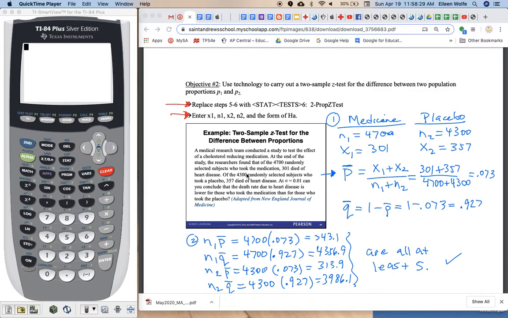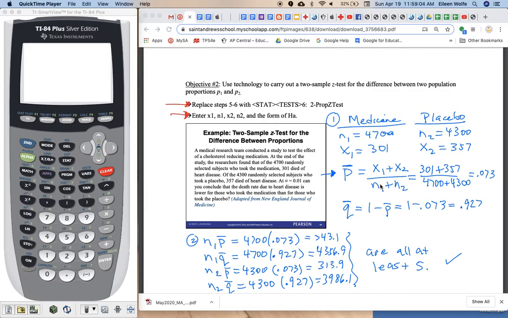So the question talks about people with high cholesterol taking medicine and people taking a placebo. There are 2 groups, and at the end of the study we count how many people died of heart disease, to test the claim that those who took the medicine had a lower rate of dying from heart disease. So we have 2 groups to summarize in step 1, a medicine group and a placebo group. We have 2 successes already mapped out in the question, 301 and 357.